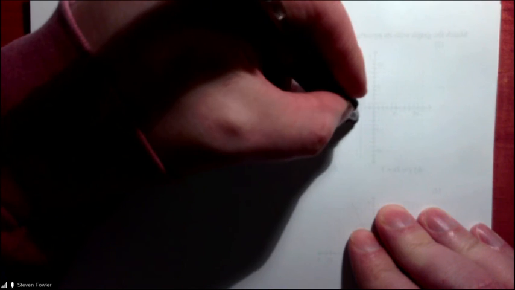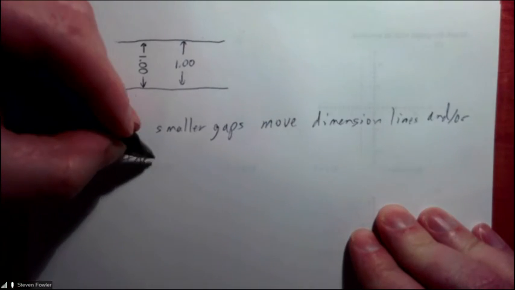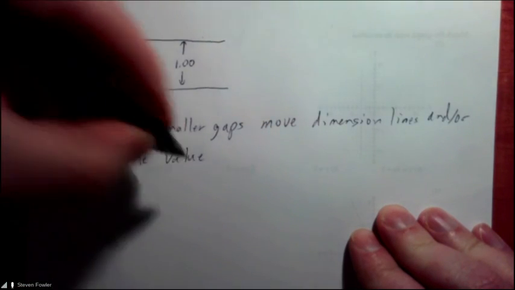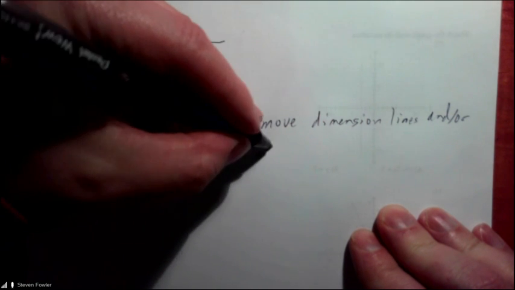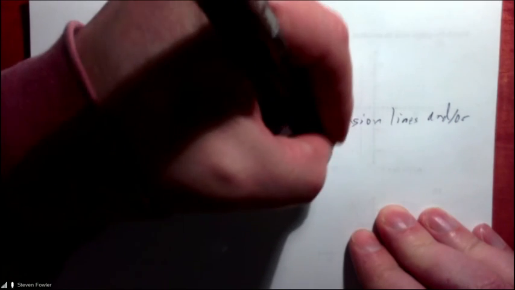Now let's say we have smaller gaps. We move the dimension lines and/or the value out of the gap.